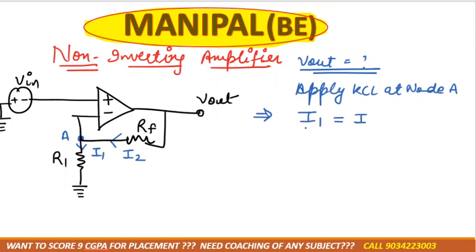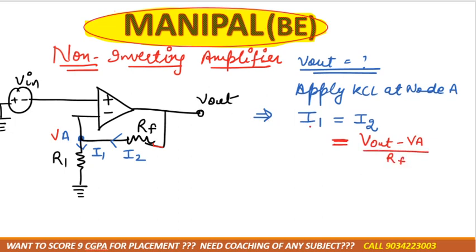I1 is leaving and I2 is entering. So now again we need to convert I1 and I2 in terms of V by R. First of all, tell me what would be the value of I2 in terms of V by R. I2 is moving from V out to VA or VA to V out. V out to VA, so it would be V out minus VA by RF.